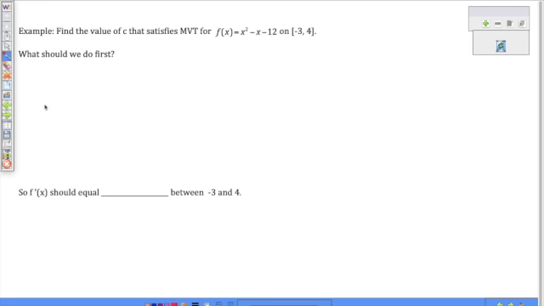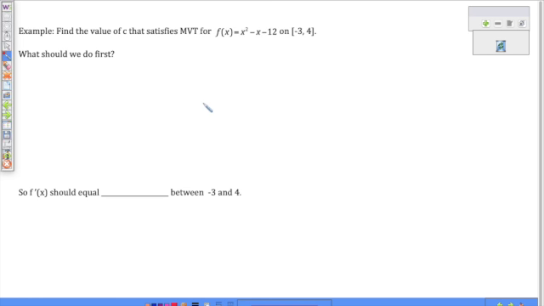All right. So let's do an example. Find the value of c that satisfies mean value theorem for this function on this interval. So in between -3 and 4 is all that we care about here. And this is actually kind of nice because this is just a parabola. So we know it's continuous. We know it's differentiable. So what should we do first?